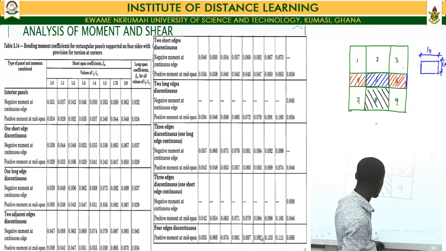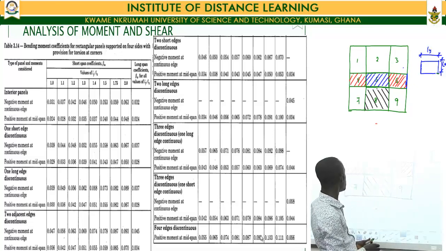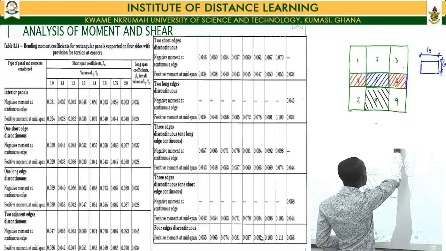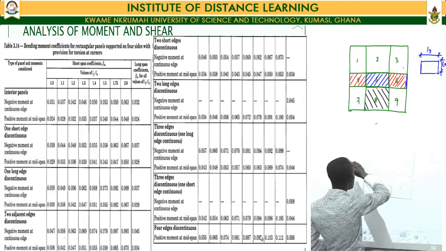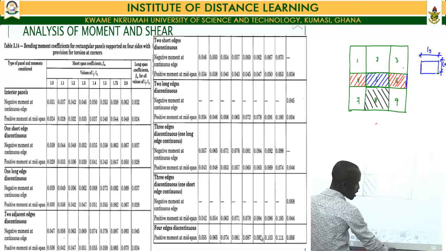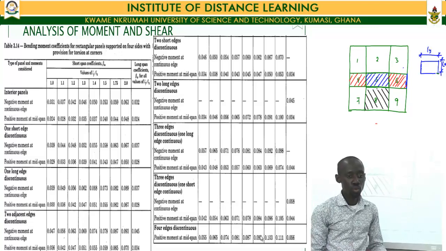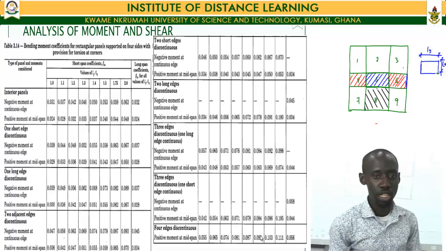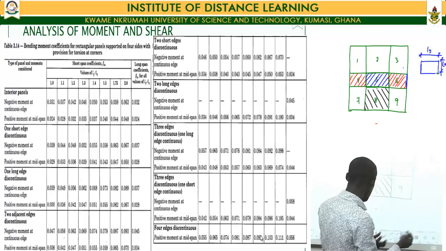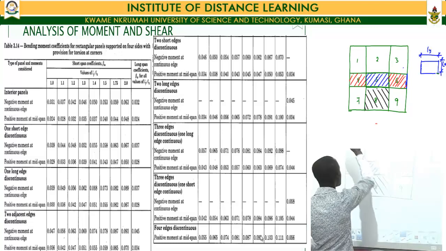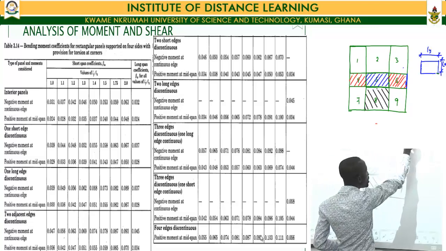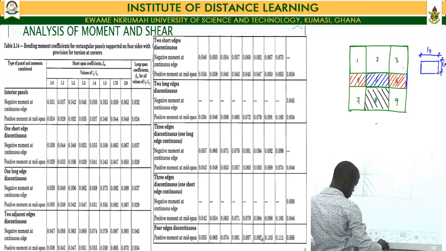And so if you look at the sketch that we have on the board, panel numbers 1, 3, 7, and 9 are typical examples of the two adjacent edges being discontinuous. In which case, out of the four edges of the panel, two of its edges are continuous, while the other two edges are discontinuous.